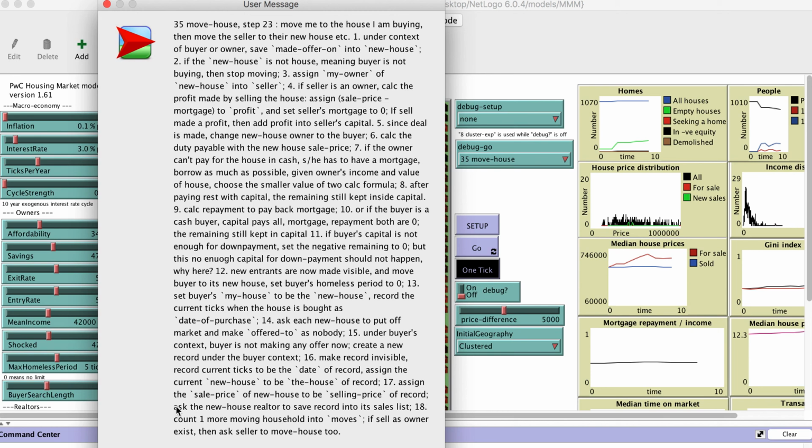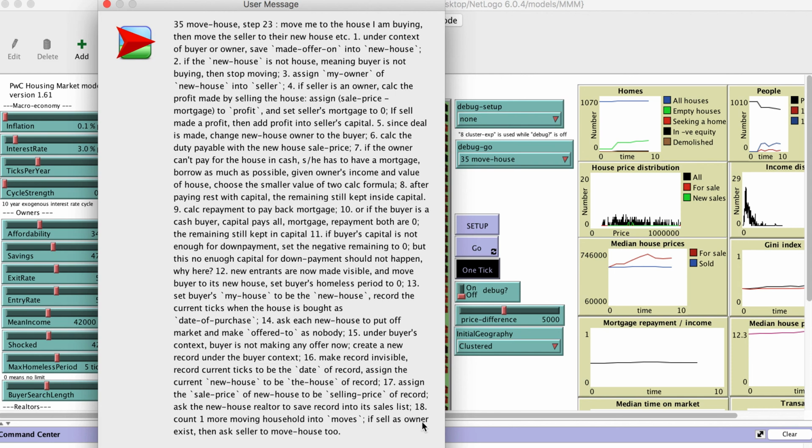Okay, and we ask the new house realtor to save the record into its sales list, because the record is kept by the realtors. And finally, we will count one more moving house into the moves. The moves will count how many households have moved around. So since just moved one house, so we add one more.